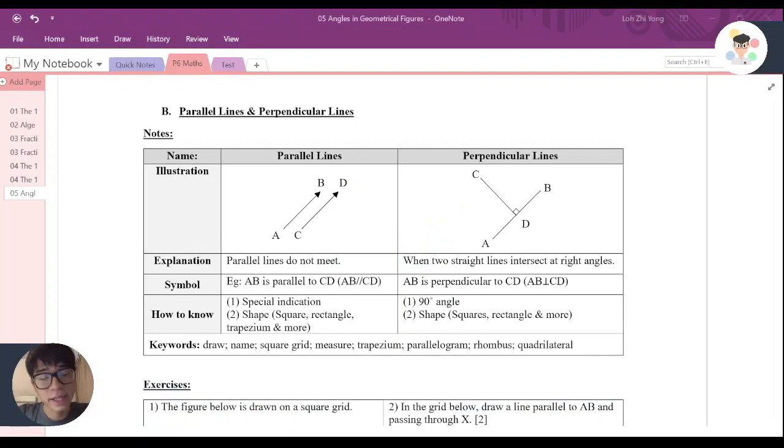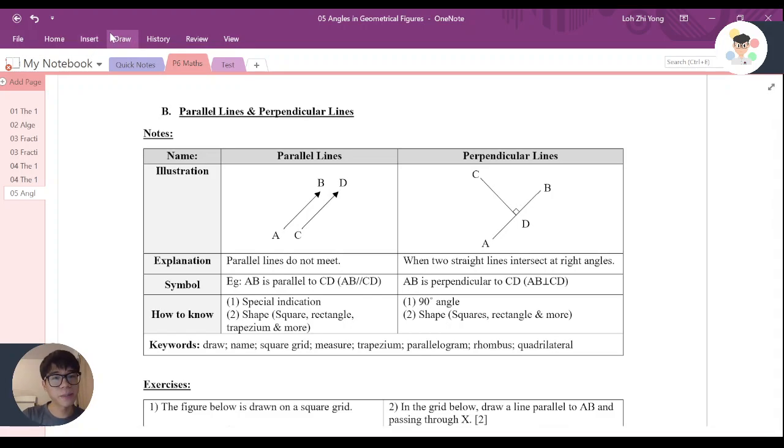Welcome back to digital class, and this is a discussion for Booklet number 5, angles in geometrical figures. And now we are looking at this note called parallel lines and perpendicular lines. As you can see, they have listed a lot of things here to help you understand better.